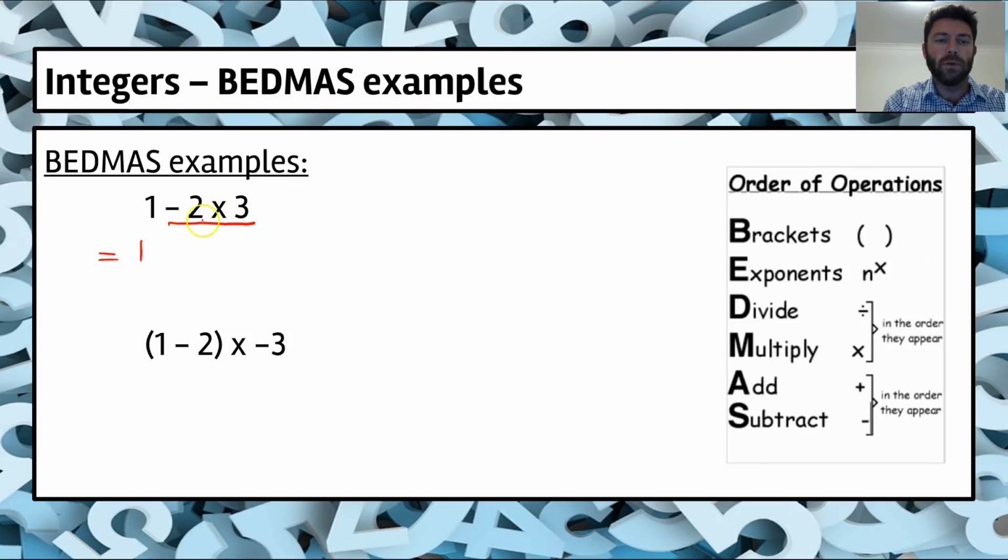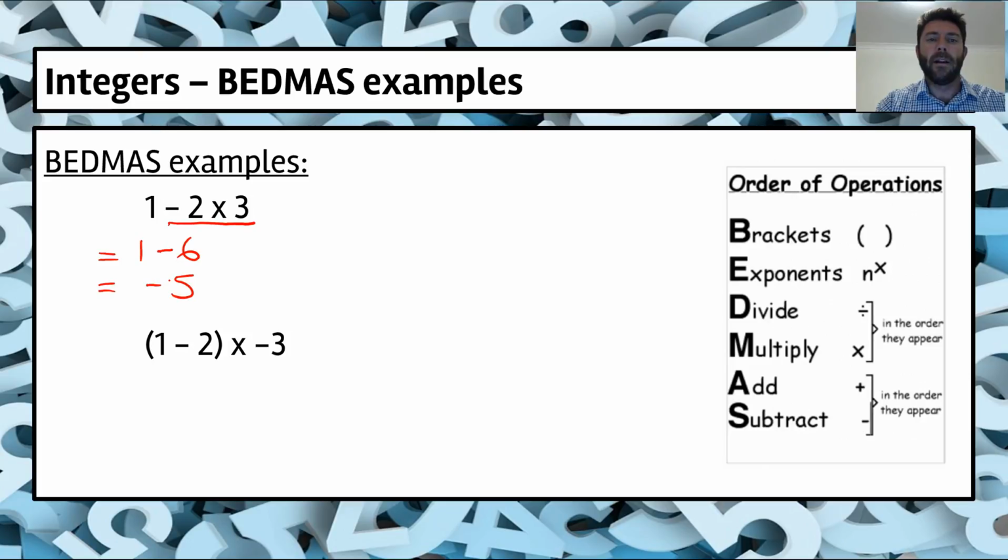Knowing from our rules, a minus times a positive gives me a minus, and 2 times 3 is 6, so that's minus 6. And then our next line becomes 1 minus 6. Well, we go through these again. Do we have any brackets? No. Exponents? No. Division, multiplication? No. Addition and subtraction? Yes, you can see there. And we end up with minus 5.